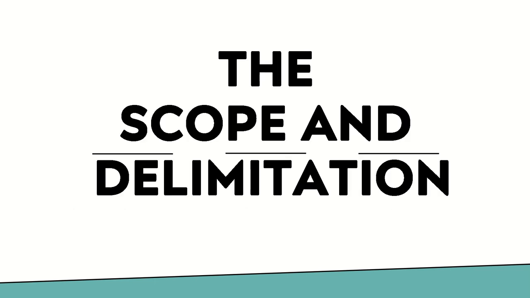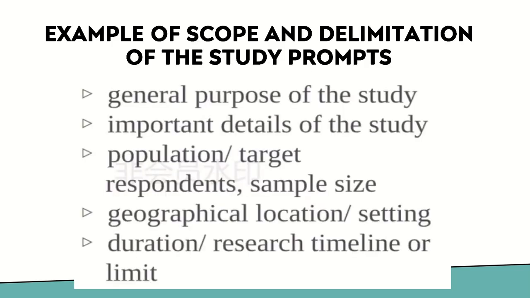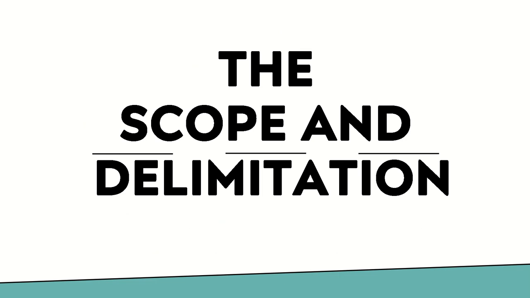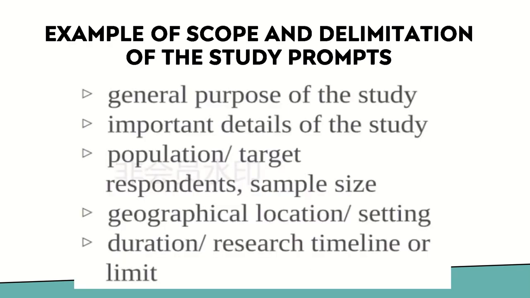And let's go to our main topic for today, which is the scope and the delimitation. We have to remember the following in formulating our scope and delimitation. We have to remember the purpose of the study. Why is it important? Then the population or the respondents of your study, you have to write it there. The geographical location or the setting of your study. The duration of the research or the timeline of the research.